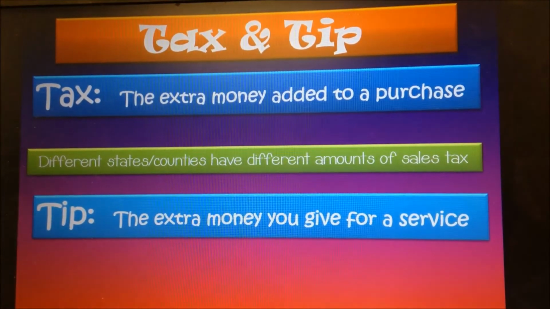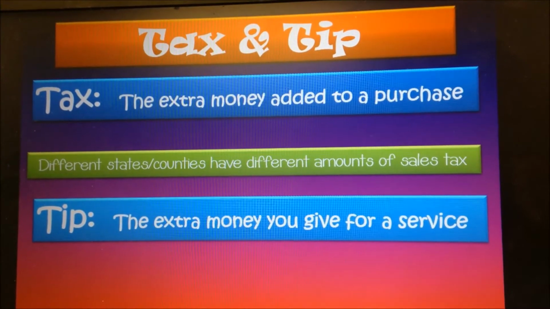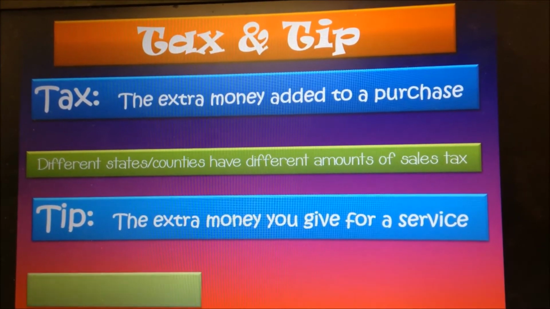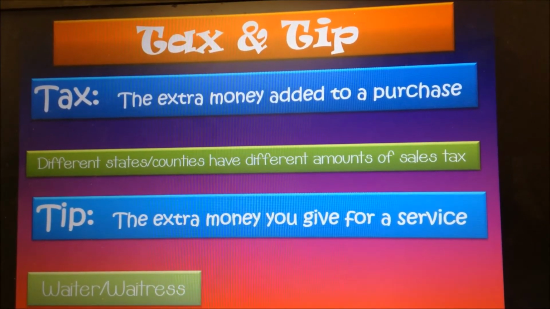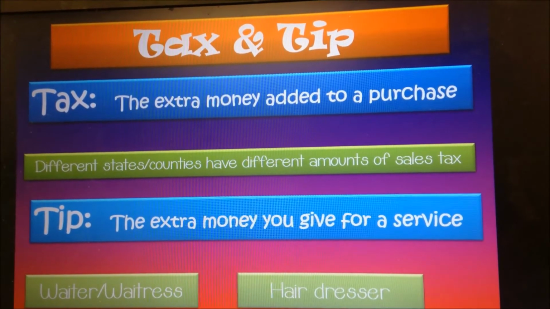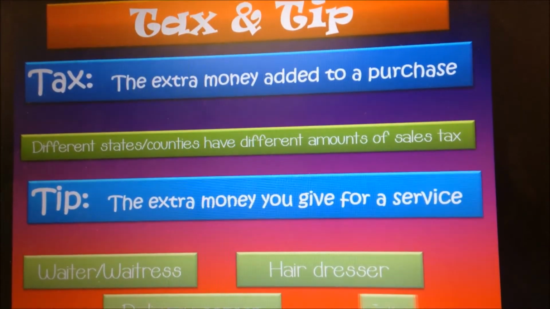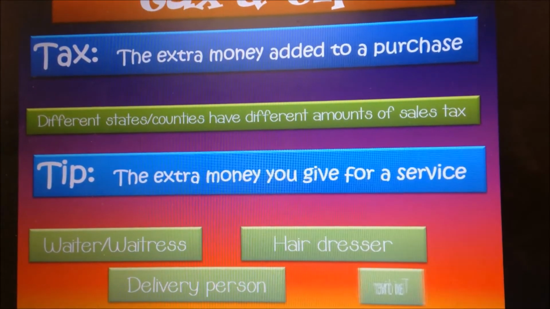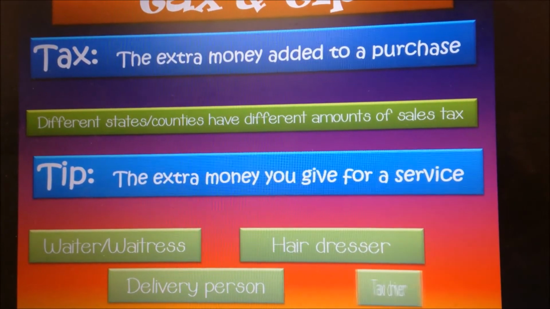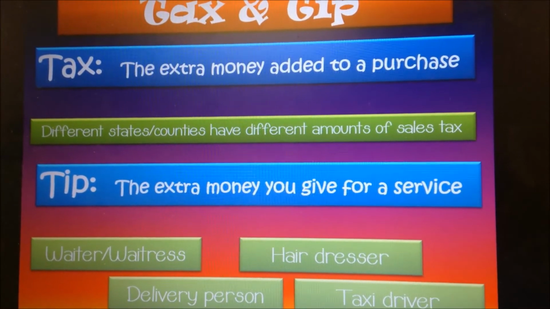The other thing is tip. Tip is the extra money that you give someone for a service. For example, this could be what you give a waiter or a waitress when you go to a restaurant. It could be a hairdresser if you go to get your hair cut, a delivery person who's delivering you something, or even your taxi driver when you take a taxi somewhere. So that would be an example of where you would find having to give a tip.